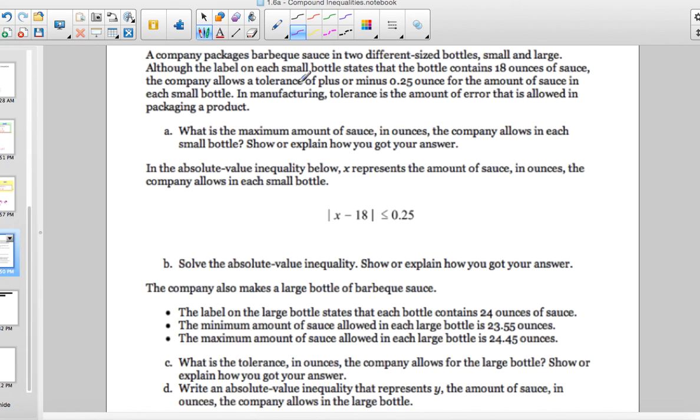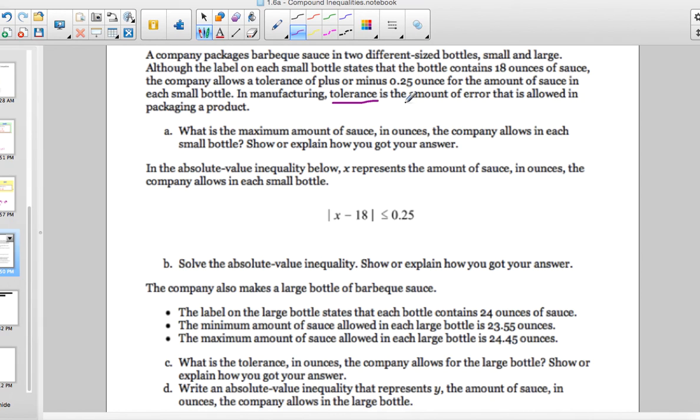All right, so we got 2 cans of barbecue sauce. So the small one, they want to get 18 ounces of sauce. That's what they want to give you, right? So obviously they have a little bit of leeway. It's not like every bottle of sauce is exactly the same, but they're all within 0.25 ounces of the original 18 ounces. So that 0.25 ounces is what we call a tolerance, right?